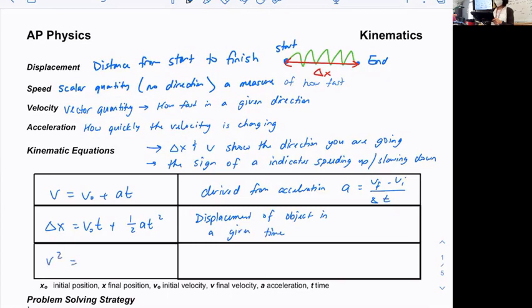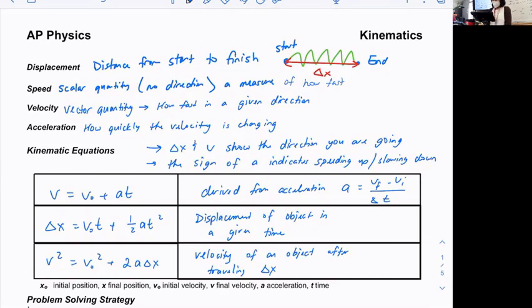And then the last one, v squared equals v naught squared plus 2a delta x. And this is just the velocity of an object after traveling the distance x. And so kinematics is movement with a constant acceleration. If you have a varying acceleration, you can't use kinematics. Most of the time, we're going to use kinematics with our projectiles.